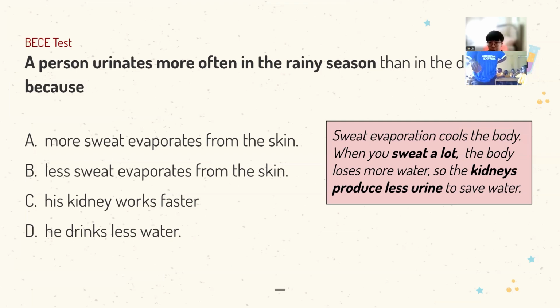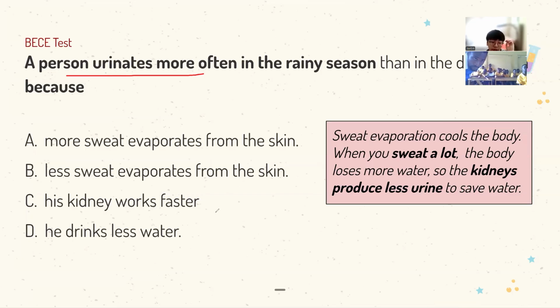Yeah, I will help through this question if no one is willing to answer. So yeah, it's okay. I think this might be a little confusing because a person urinates more often in a rainy season, but we've only talked about how sweat evaporates from the skin. So urinating often signifies that you have more body fluid, right?